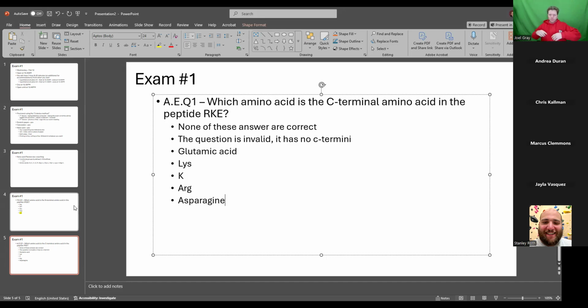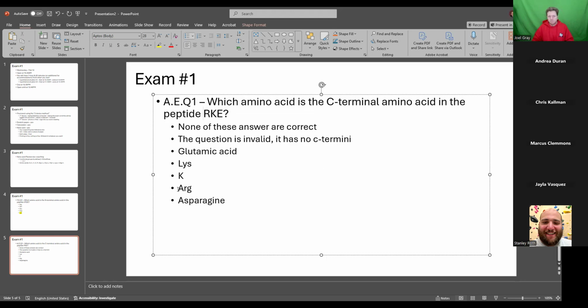Now, I think most folks are going to see this question. You're absolutely right. They're going to see this and they're going to say, okay, well, terminal. That's an end. Well, this looks like it has two ends, R and E. Then when you arrive at that, you're looking at the answer options and you're going to say, what is E? Well, E is a single letter code for an amino acid. What is R? That's a single letter code for an amino acid.